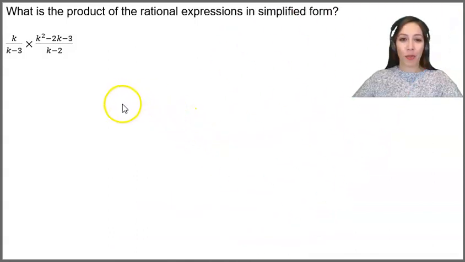What is the product of the rational expressions in simplified form? So we're going to multiply k over k minus 3 times k squared minus 2k minus 3 over k minus 2. How do I multiply two rational expressions together?